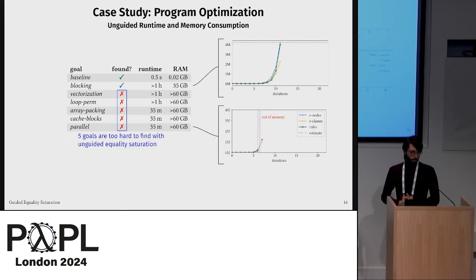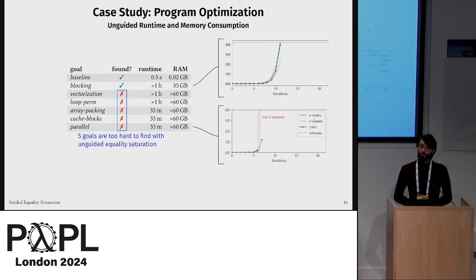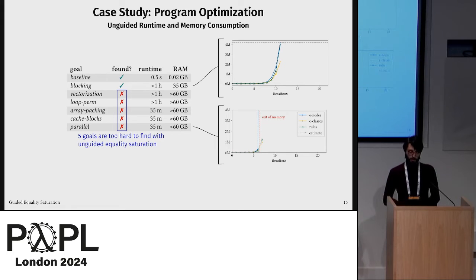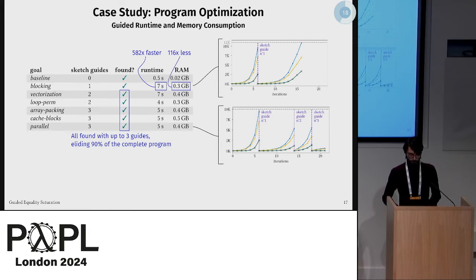The blocking goal is similar in difficulty to the tiling goal that I showed you, but this time on the bigger program because it's matrix multiplication. And then we have more and more complex optimizations that are layered on top. And we can see that the 5 most complex optimizations for matrix multiplication are too hard to find without guidance. You can also see on the right how the size of the E-graph grows extremely rapidly, as we've seen before.